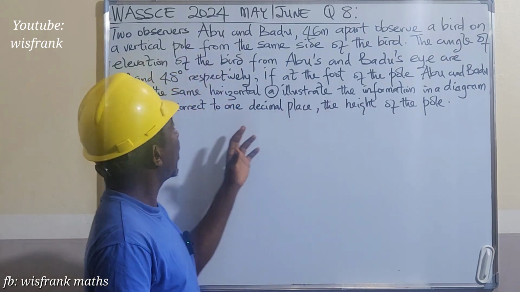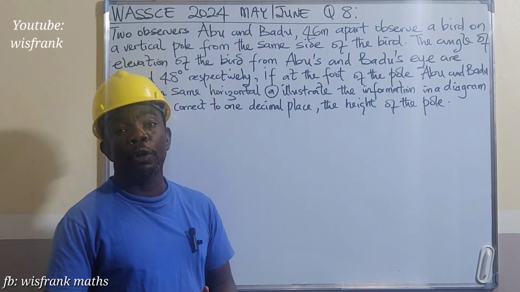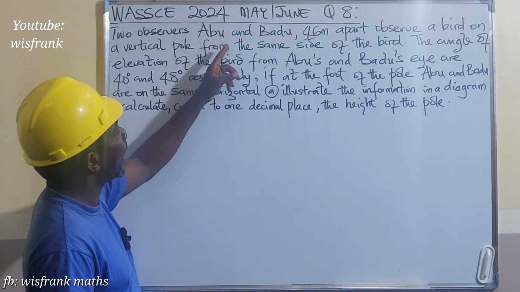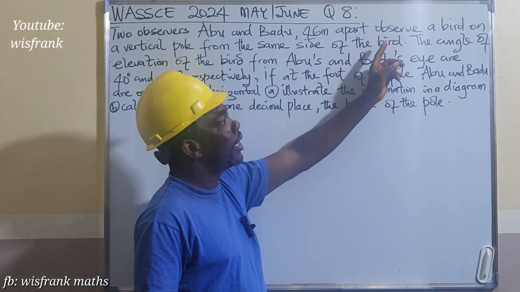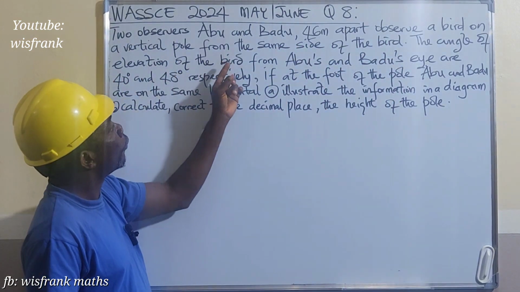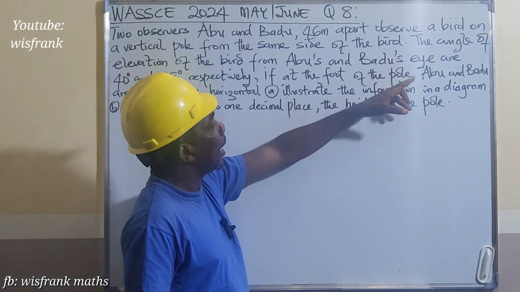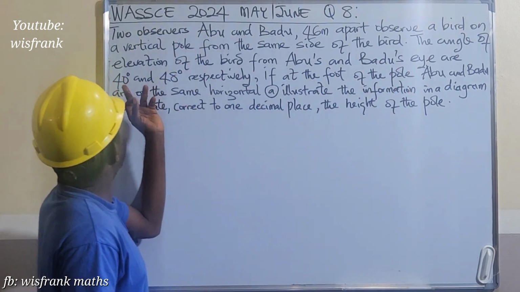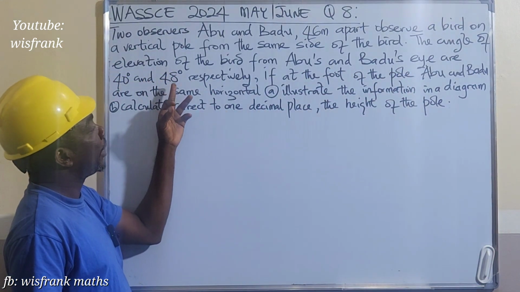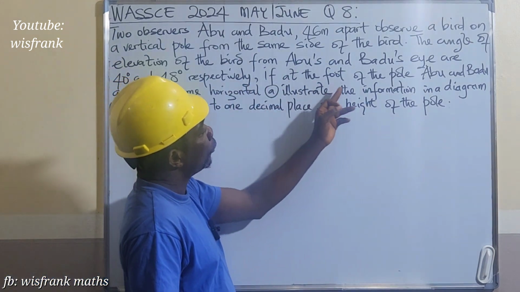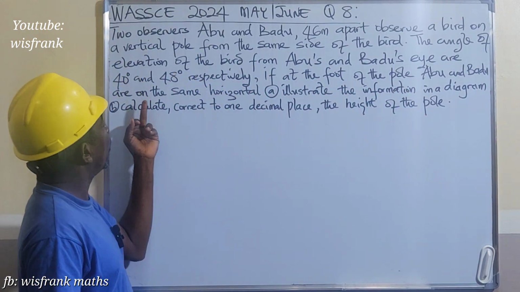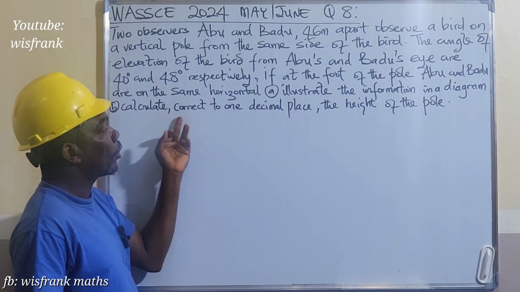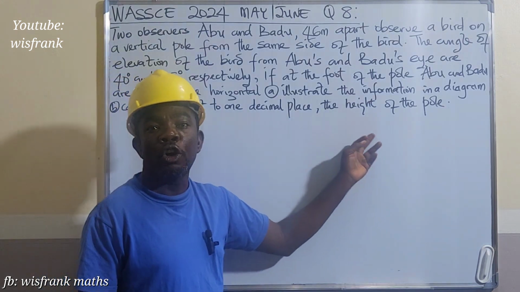Today we are looking at this question from WASSCE 2024 May-June General Mathematics. Question number 8. It says, two observers, Abu and Badu, 46 meters apart, observe a bird on a vertical pole from the same side of the pole. The angles of elevation of the bird from Abu and Badu's eyes are 40 degrees and 48 degrees respectively. If at the foot of the pole, Abu and Badu are on the same horizontal, A. Illustrate the information in a diagram. B. Calculate, correct to one decimal place, the height of the pole.